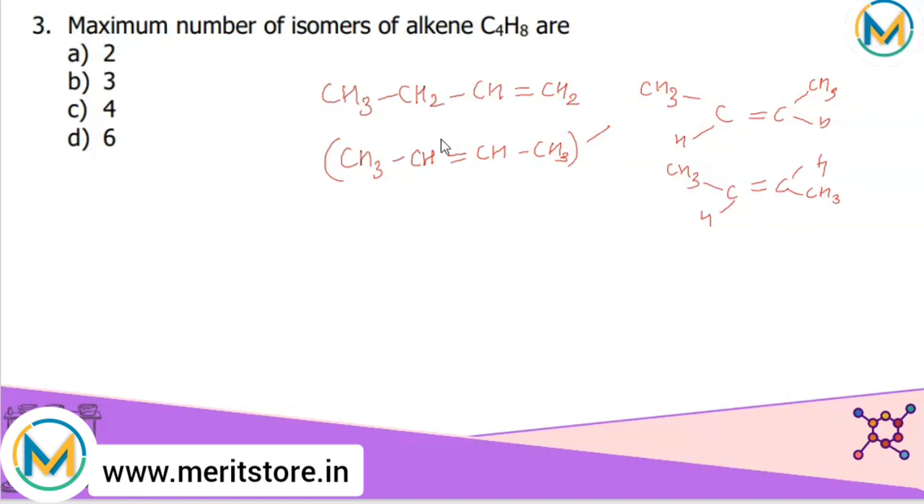Now this same molecular formula goes for a cyclobutane, that is CH2, CH2, CH2 and this CH2. So there are C4 and H8. Cyclobutane is also possible.